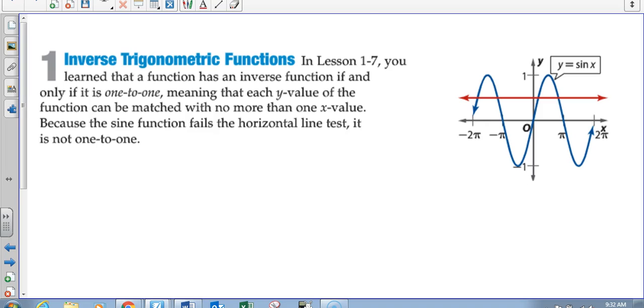You remember when we talked about a basic function. Oh, hang on, my cursor isn't working again.